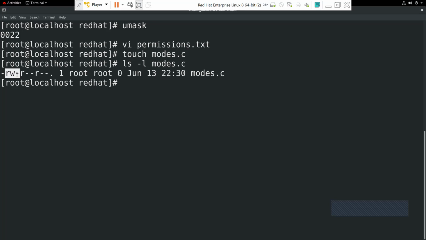Here read plus write, 6. Here we are having only read, 4. Here also we are having only read, which means 4. The default file permissions are what? 644. Okay, so now we got that.